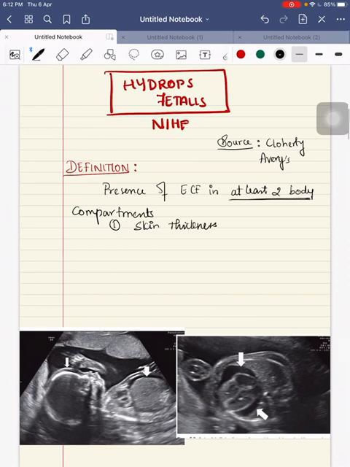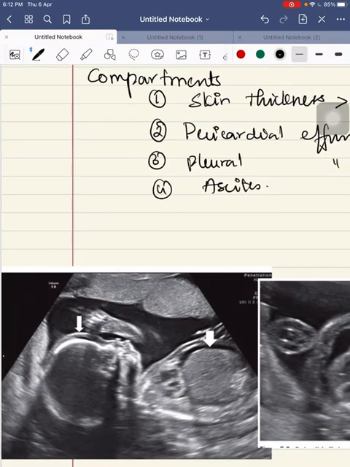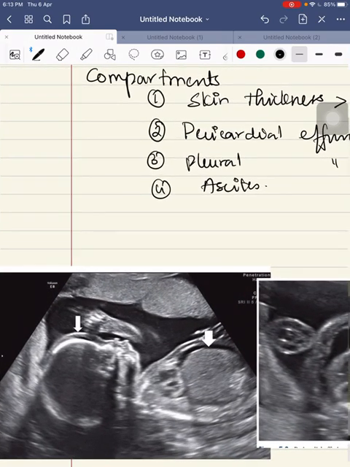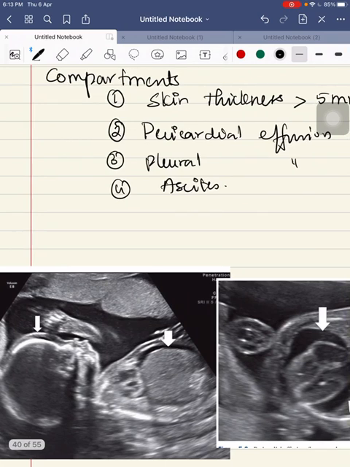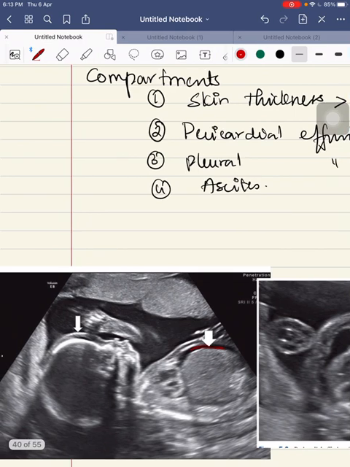So the fluid accumulation can be skin thickness of more than 5 millimeter, or it can be pericardial effusion. Third, it can be pleural effusion. Fourth, ascites. In this picture I have shown this is ascites in the child.